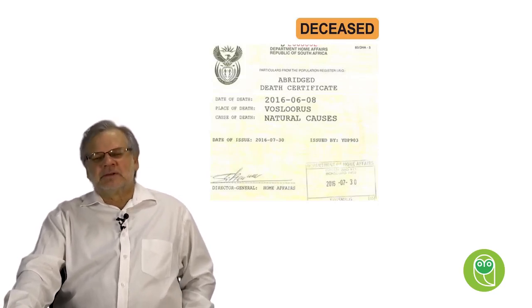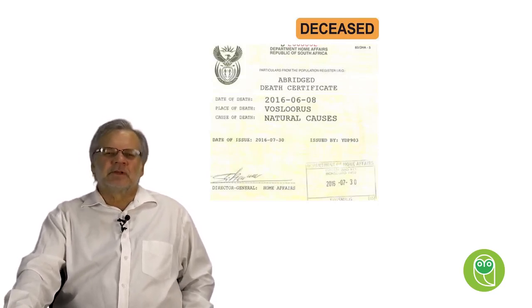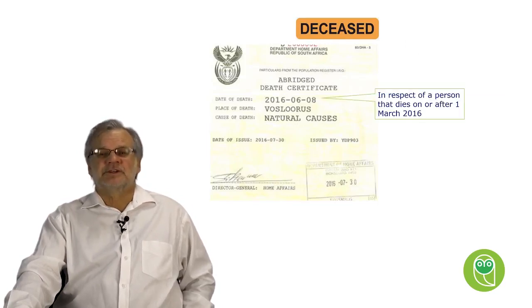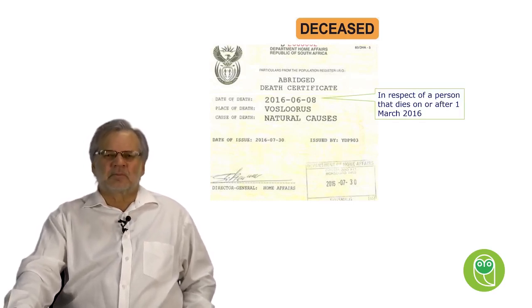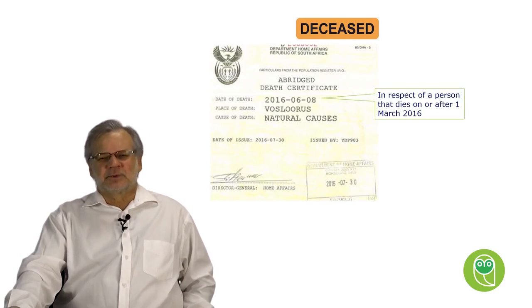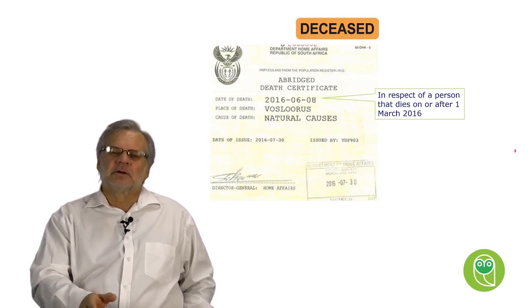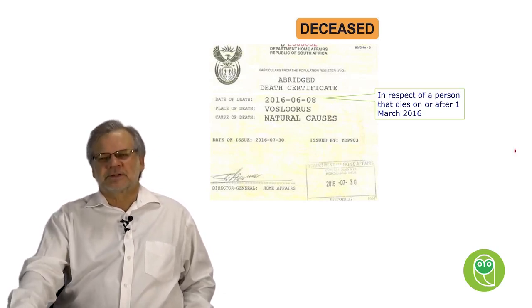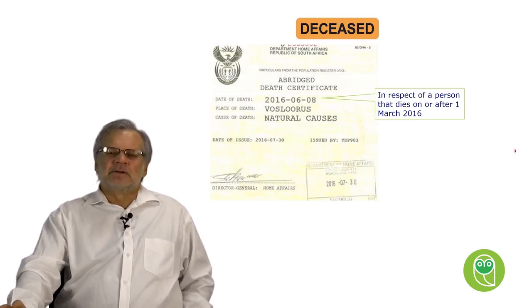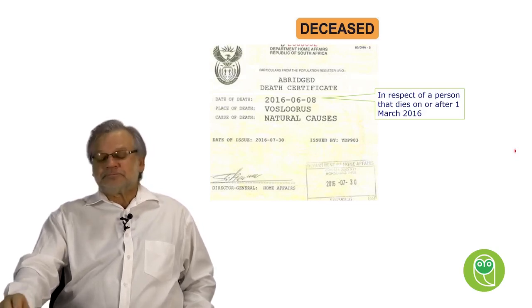The focus of the seminar is on deaths where the person died after the 1st of March 2016. So this is in respect of a person that dies on or after 1 March 2016. So I chose this death certificate. It gives a 2016 date on that. It's substantially different, from a normal tax point of view, if you died before the 1st of March 2016, so 28 February 2016. So in fact that is 29.